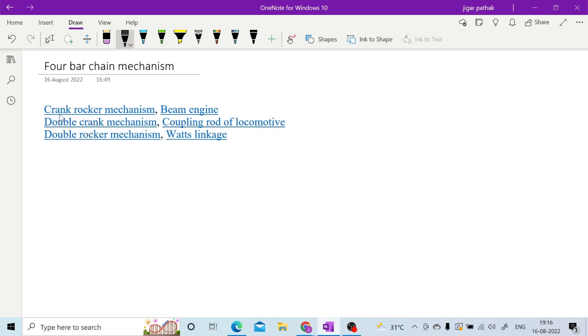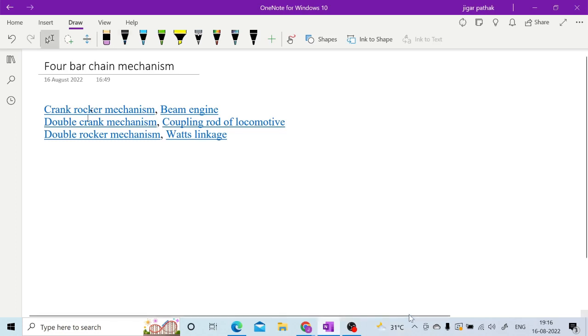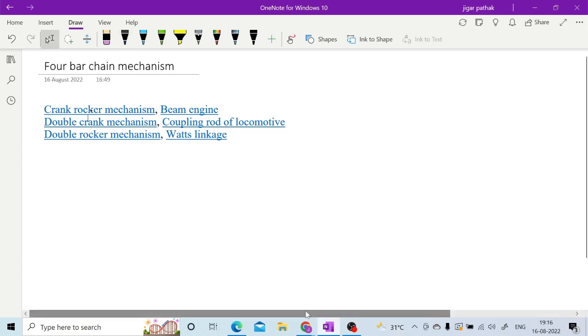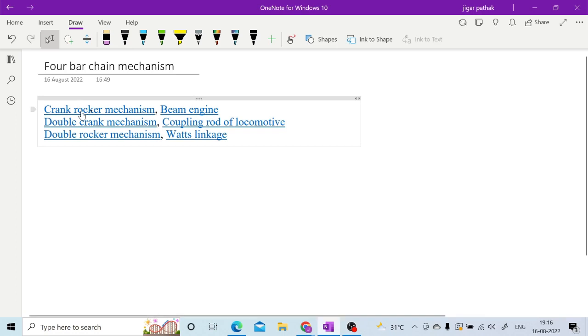The first is the crank rocker mechanism. If you see here in a crank rocker mechanism, you can have this animation, I guess. Is that visible on your screen?